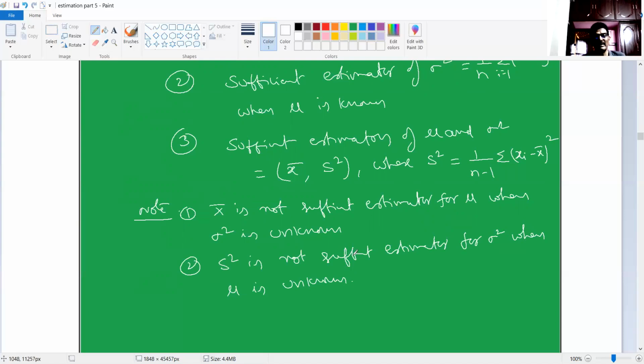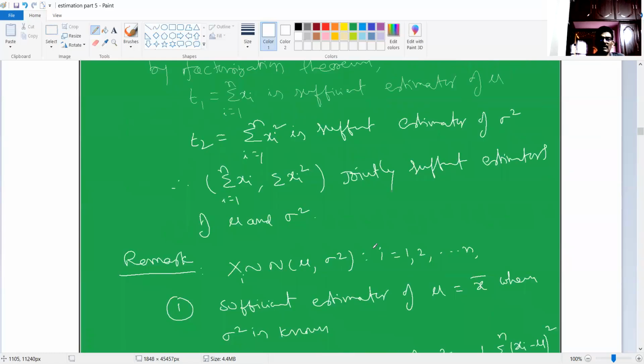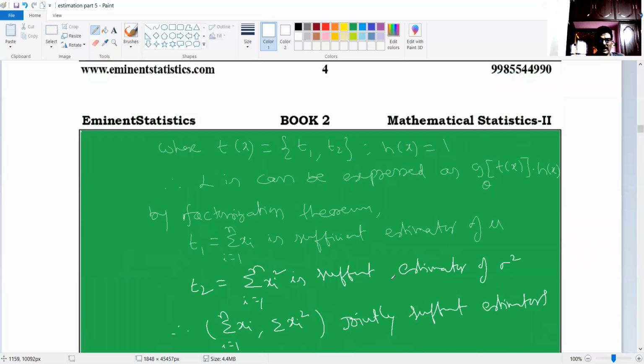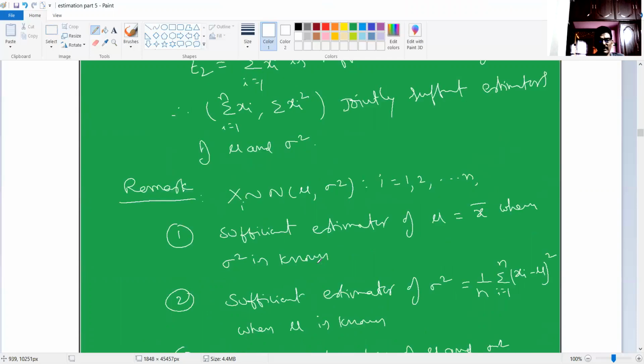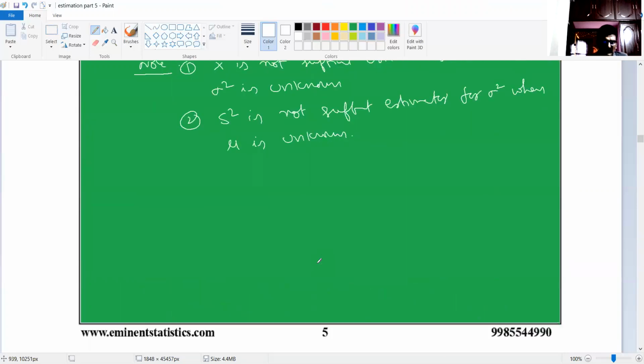Don't confuse here. A jointly sufficient estimator of mu and sigma square, x bar and S square, is equivalent to summation xi and summation xi square, as already defined here. So different techniques are there. By technique, we have to identify the sufficient estimators for the population mean and population variance.